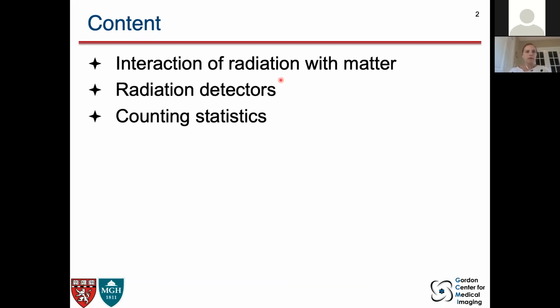And then I will talk about the main topic of today, which is radiation detectors. I will talk about how a basic radiation detector works and also describe the working principle of different types of radiation detectors. And finally, I will also cover some counting statistics. So, if you have any questions during the lecture, you can interrupt as you go or save the question for last, whatever you feel is better. Okay.